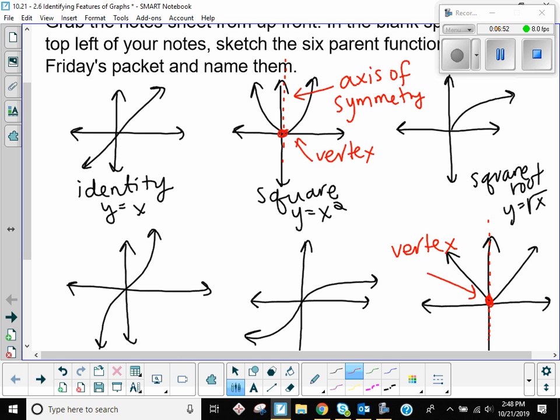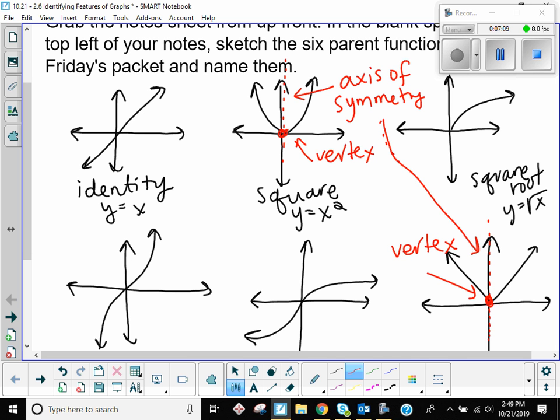And this also is an axis of symmetry right here. It's an imaginary line that splits it in half, okay? And so it's a reflection on either side. And we're going to talk about how to write an equation for that line here in just a minute.